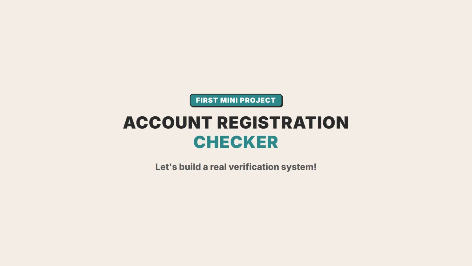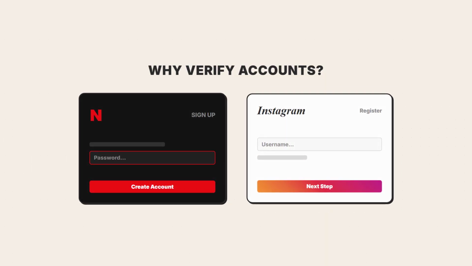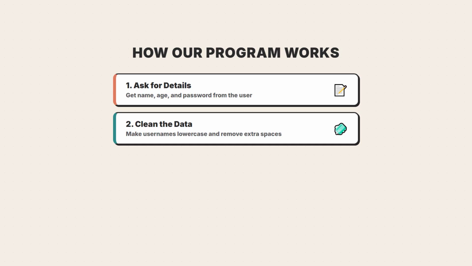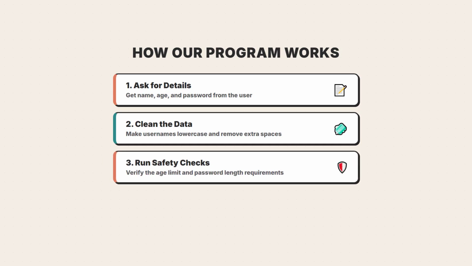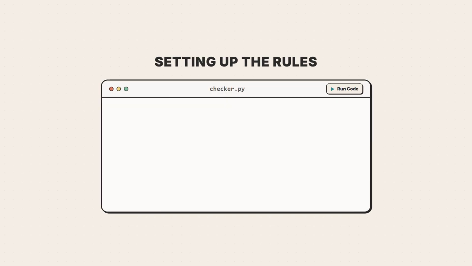An account registration checker. Every modern website and app, like Netflix or Instagram, needs a way to verify information when users sign up. We'll write a program that asks for registration details, cleans up the text, validates safety rules, and generates a simple confirmation PIN code. Let's open our editor and start coding.